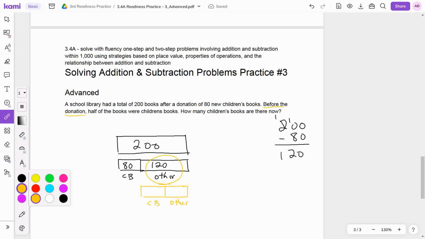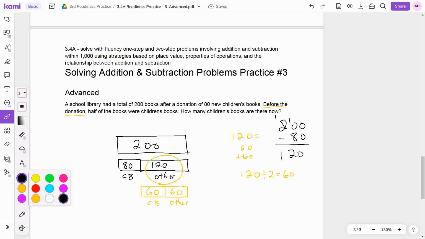So there were 120 books before the 80 new books came in, and of that 120, half of them were children. So I need to take my 120, either divided by 2, or think what plus what makes 120. If we cut 120 in half, we should be thinking that's going to be a 60 plus 60. When we're talking about half, we're breaking it up into two equal groups, right? We can also think 120 divided by 2 equals 60. Either way, that's a 60 and that's a 60.